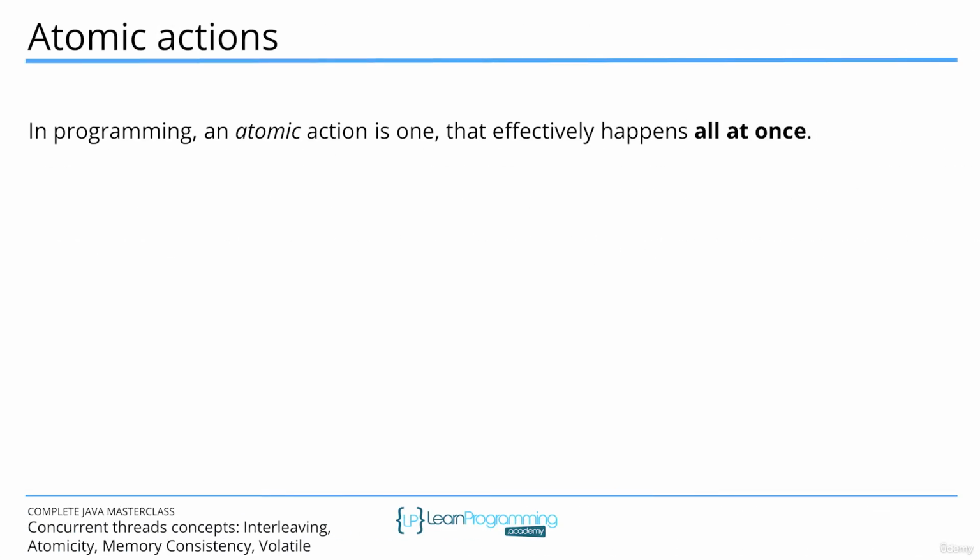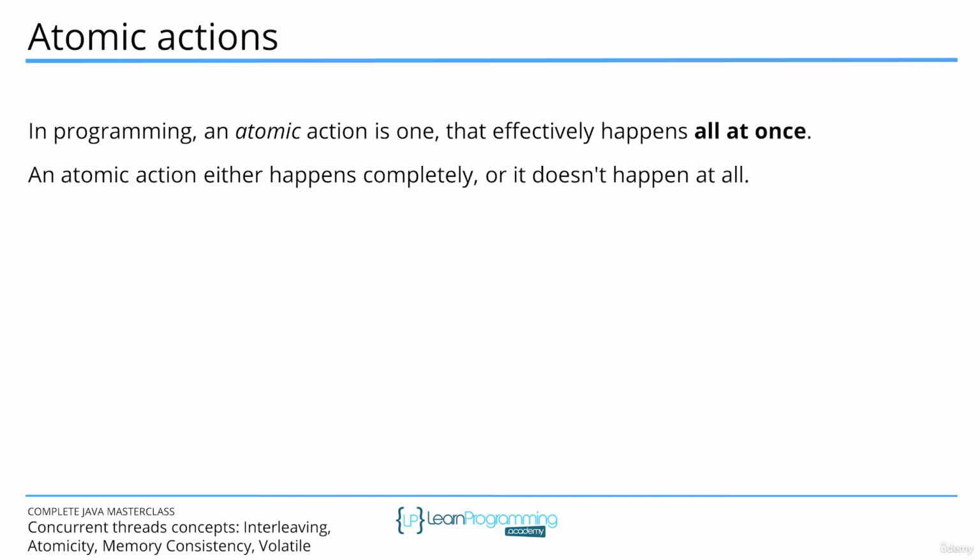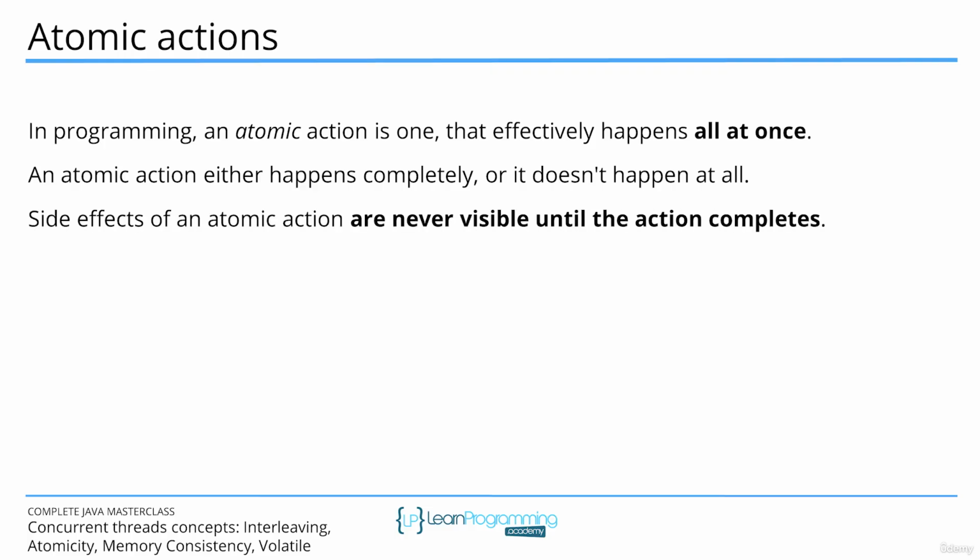In programming, an atomic action is one that effectively happens all at once. An atomic action can't be stopped in the middle. It either happens completely or it doesn't happen at all. Additionally, side effects of an atomic action are never visible until the action completes.